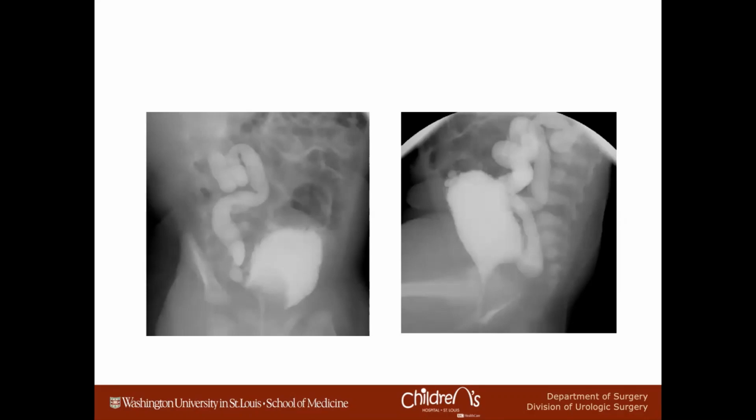I think any child with a ureterocele where there's ipsilateral lower pole hydronephrosis and contralateral hydronephrosis, you have to think in the back of your mind that there must be some degree of bladder outlet obstruction, and you have to consider earlier as opposed to later intervention.